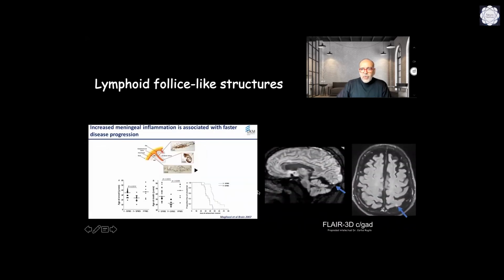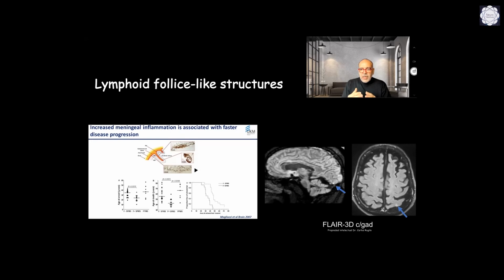Another point that we can detect on imaging and has to do with progression is the presence of lymphoid follicle-like structures. You know that these structures can be detected in the subarachnoid spaces. They are very small nodules. We can see them on FLAIR after contrast enhancement, and they are related to the presence of B cells, T cells, reticulin fibers, and dendritic cells, and they are thought to be the cause of the presence of oligoclonal bands in the CSF of the patients, and they are associated with cortical lesions.